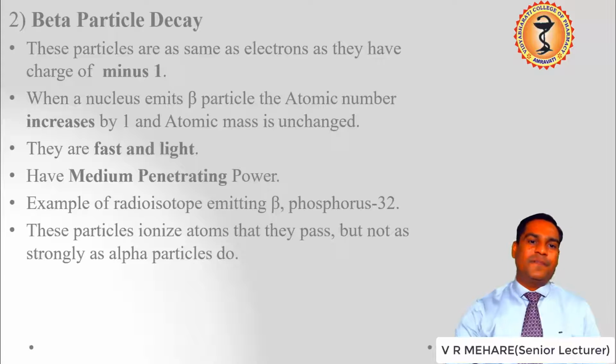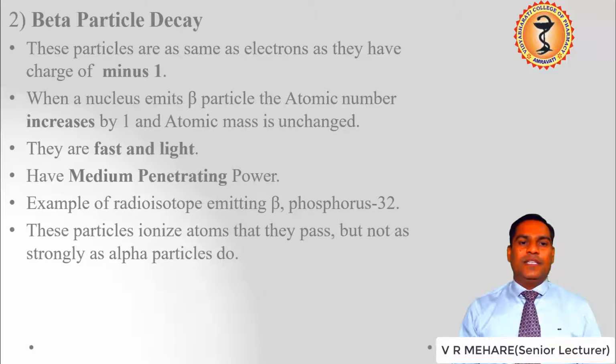Now we will discuss the beta particle. Beta particles are the same as electrons, as they have a charge of -1. As we know, an electron has a -1 charge, and beta particles are similar. When a nucleus emits a beta particle, the atomic number increases by 1 and the atomic mass remains unchanged. Beta particles are fast and light. They have medium penetrating power compared to alpha and gamma. An example of a radioisotope emitting beta particles is phosphorus-32. These particles ionize atoms, but not as strongly as alpha particles do.